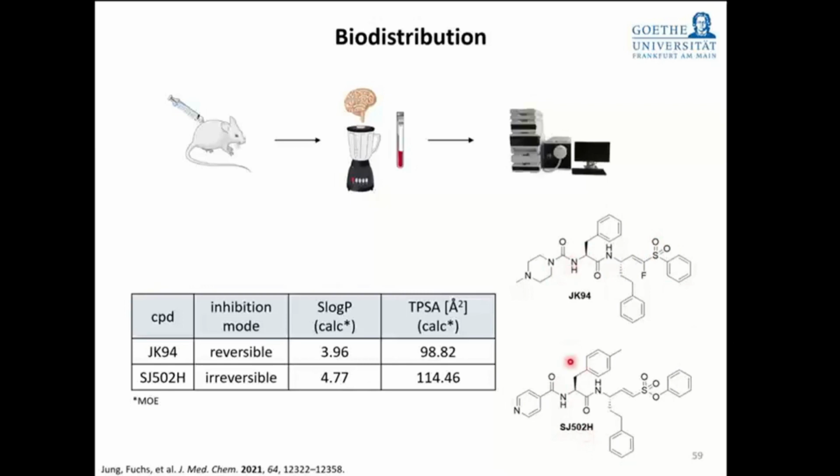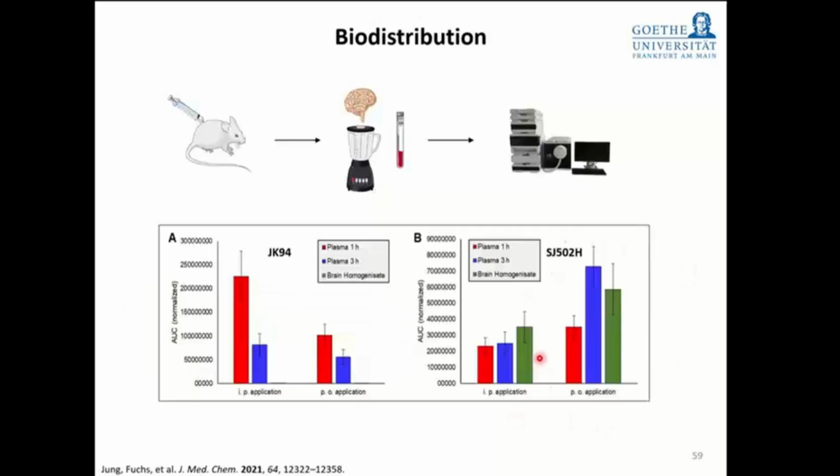And why did we choose them? So first of all, we wanted to have an irreversible versus a reversible inhibitor. And we also wanted to have inhibitors with different physical-chemical properties. So you can see they differ in the logP values and also the TPSA. And also interesting is that we have a basic center for JK94, whereas this is not so basic.